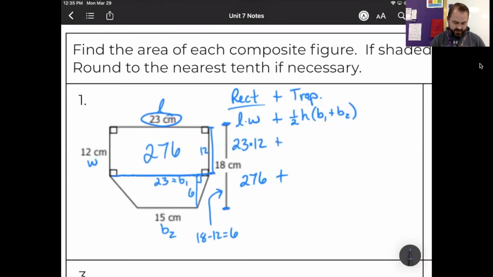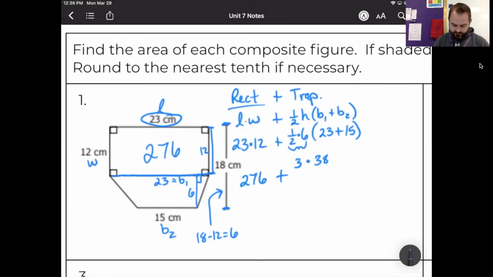So let's start to fill that in. I'm going to do 1/2 of that height, 6, or 1/2 times 6, parentheses, base 1, 23, plus base 2, 15. And then I start to simplify. I'm going to do 2 steps in one. Instead of waiting to the end to divide by 2, I could actually do 1/2 of 6, the 6 divided by 2 first. That gives me just 3, times, I'm also going to add 23 and 15 together, and that's 38.